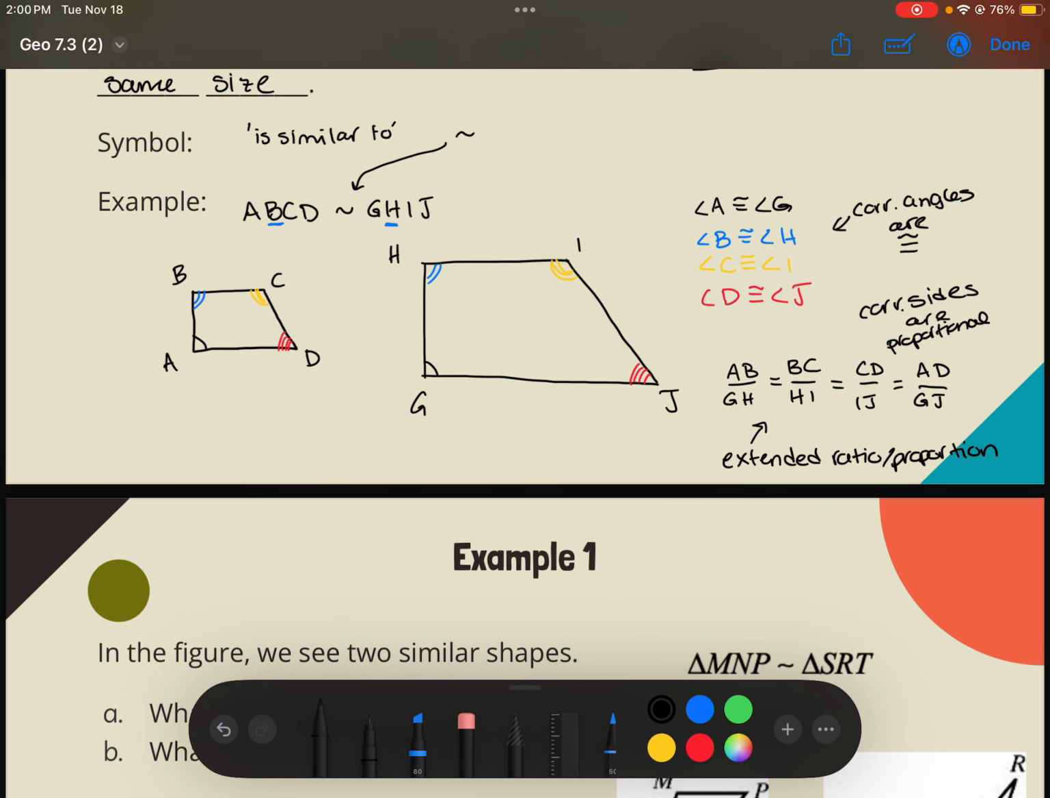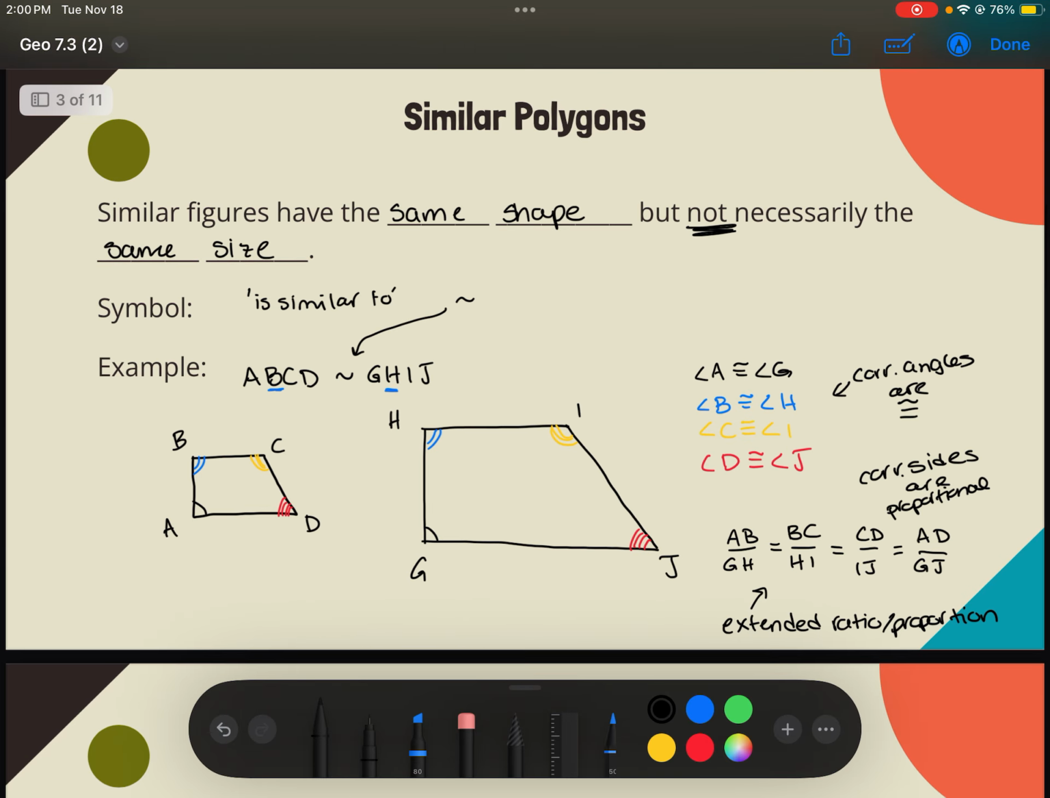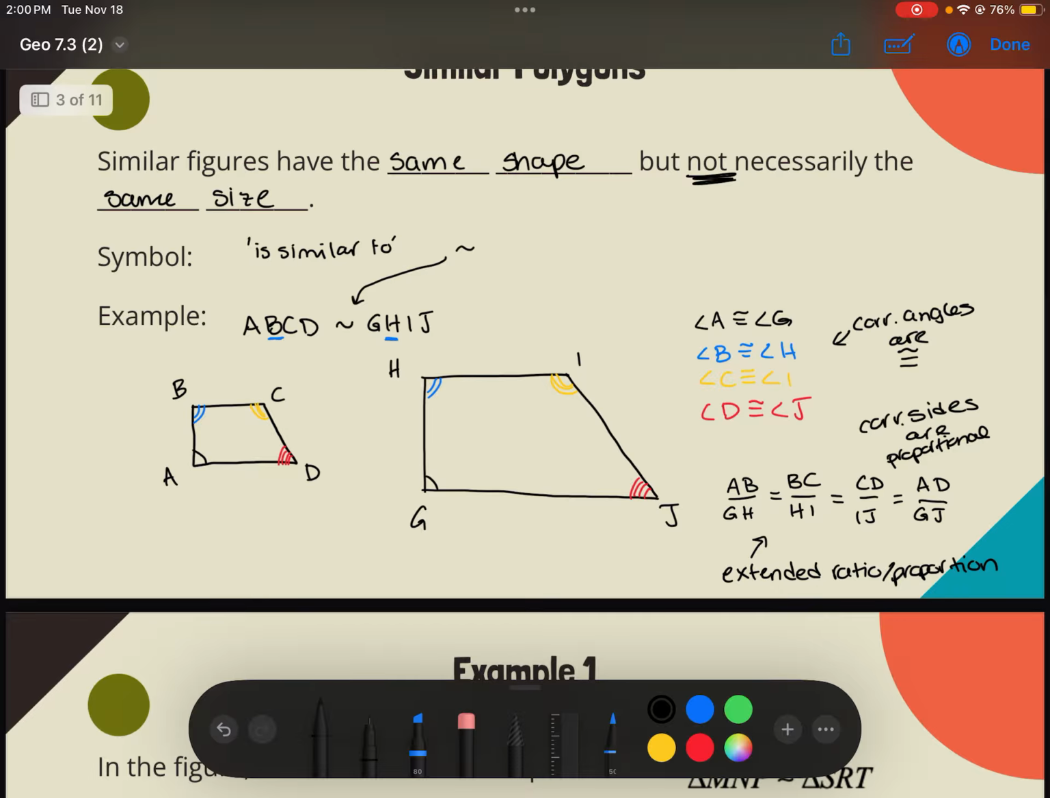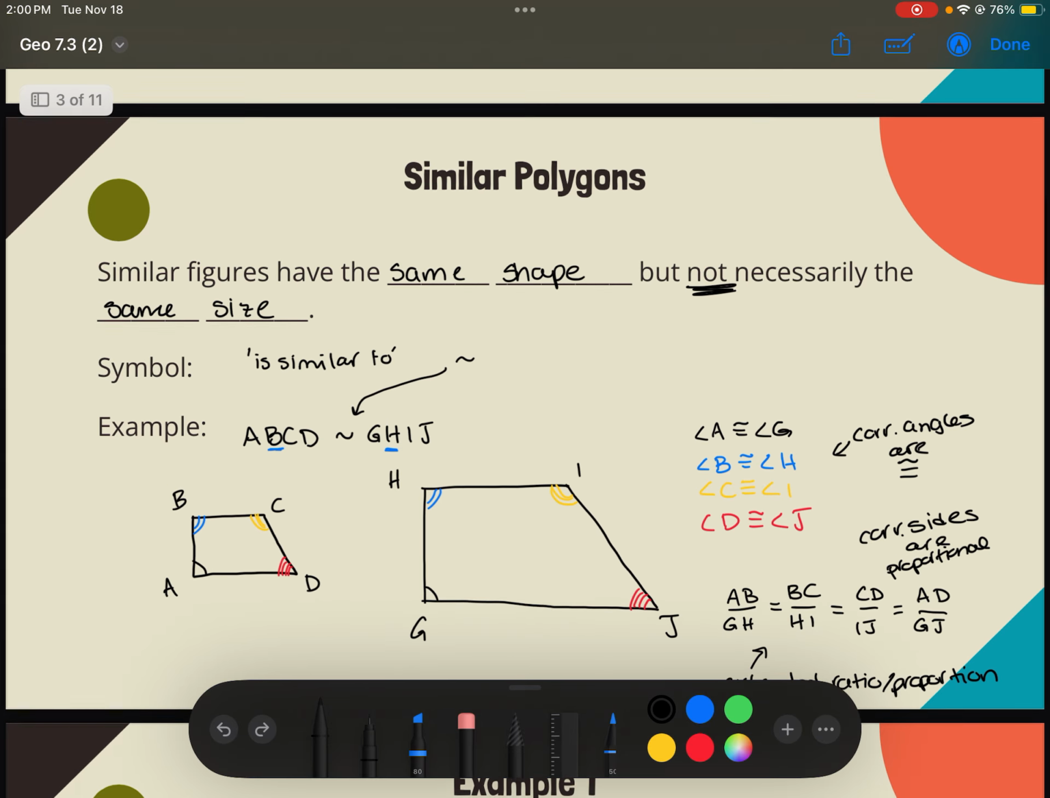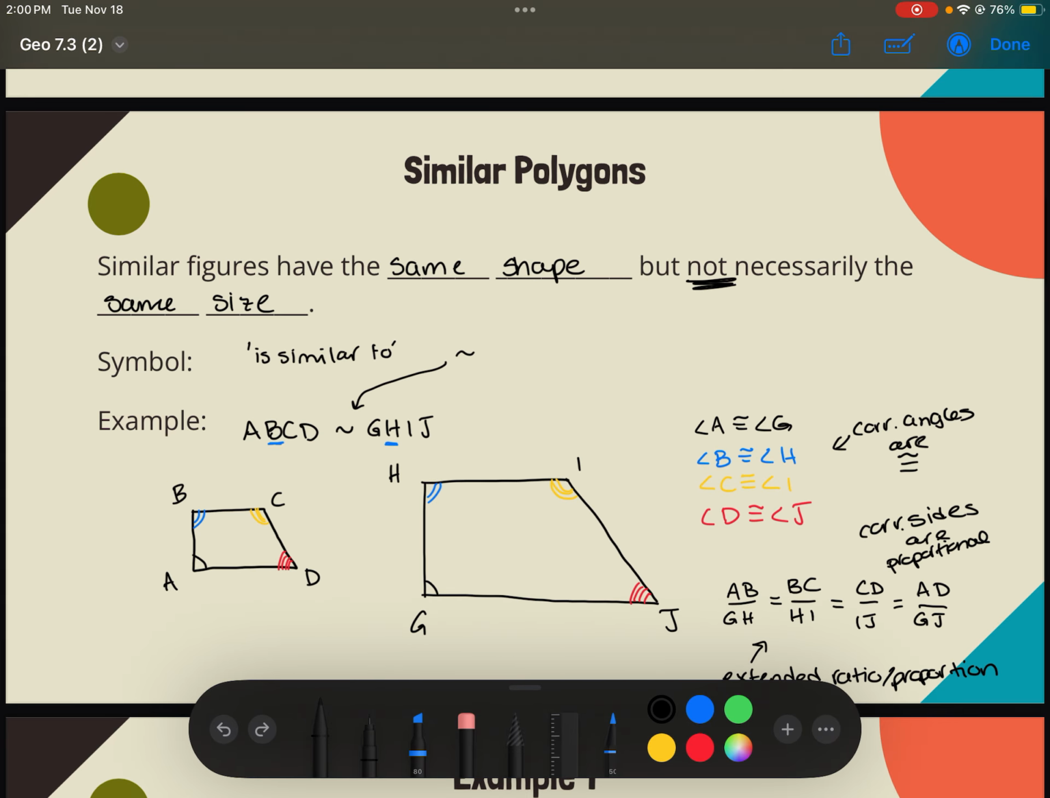Hopefully you guys read about those a little bit in section, I think it was 7.1. It wasn't in the other video that I could give you guys, but an extended ratio is saying, hey, I'm just going to keep on going. We're usually used to just stopping with two things. The extension is saying, okay, it's also equal to this, it's also equal to this. Okay, so that is your definition for similar polygons. Everything we do today is going to come back to this.